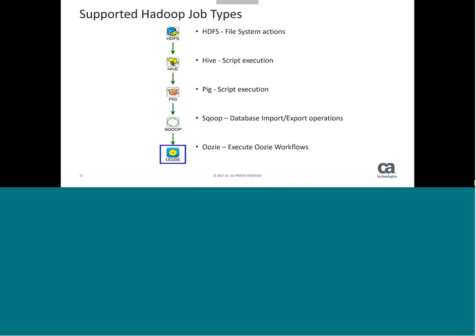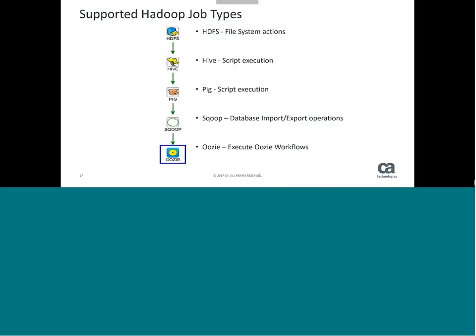I have an example of HDFS and I have an example of Pig, just so that you can see the sort of things that we can do. So we'll be going back to the Pig scripts shortly. Sqoop, we already talked about, is used for importing and exporting data to and from Hadoop. And then Oozie. Oozie is the scheduler that you get with Hadoop.